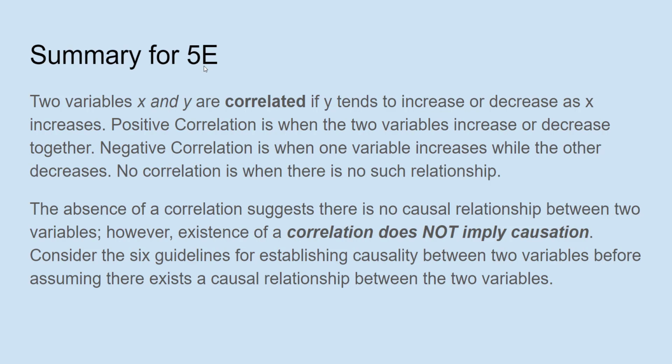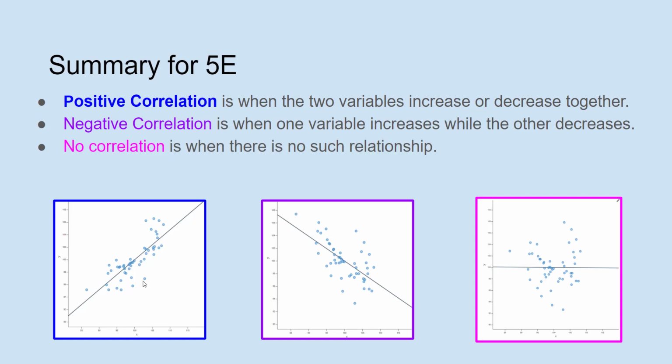However, it is important to remember when working with correlation that it does not imply causation. The 6 guidelines for establishing causality between 2 variables are helpful before assuming that there exists a causal relationship between the 2 variables. When looking at graphs, remember that positive correlation, when you are given perhaps quadrant 1 with the x and y axis, is when you have a linear relationship with a positive slope. Negative correlation is when you have a linear relationship with negative slope. And no correlation is when no relationship seems to exist between the two variables.